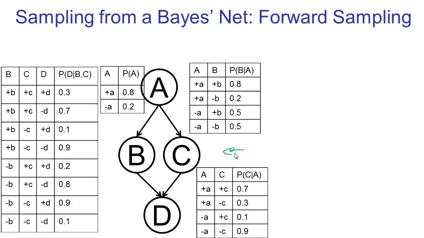One way to sample from this Bayes net is to first generate the full joint distribution, which is always possible when you're given a Bayes net, and then sample from that full joint distribution. We know how to sample from the full joint distribution. We've done that in the previous slides. Typically, however, that's not what you want to do.